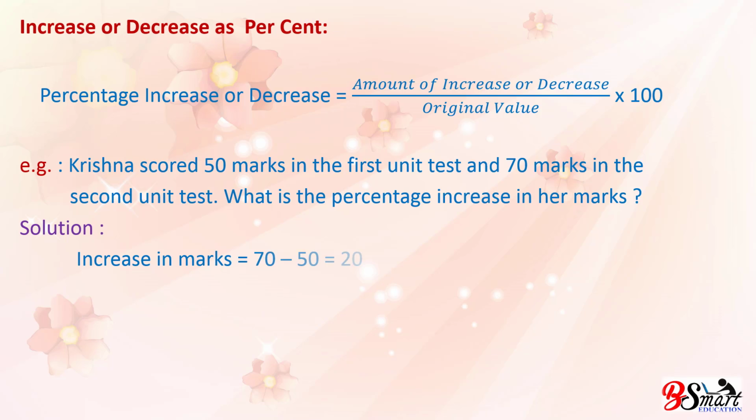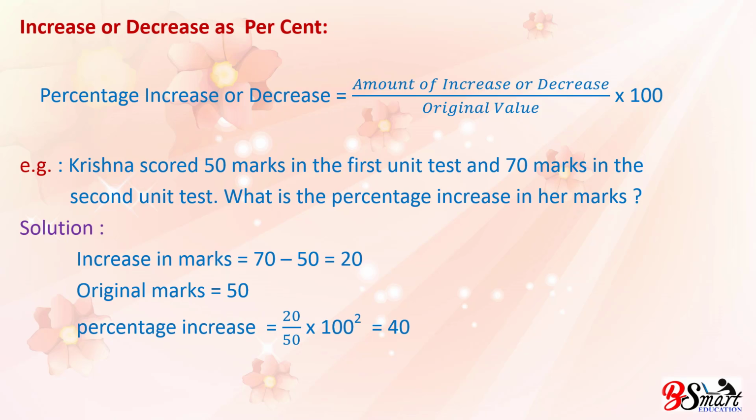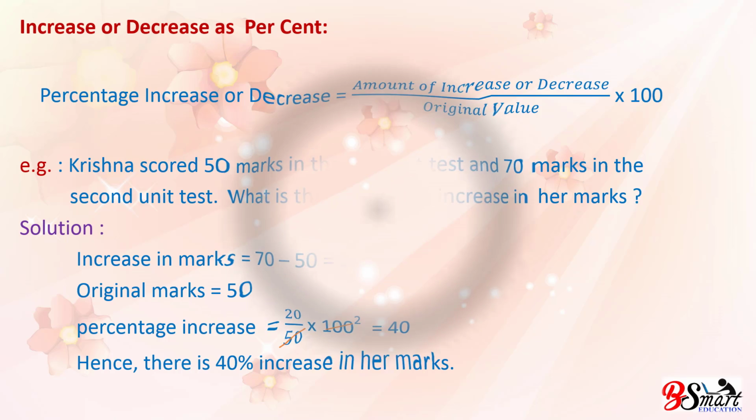Solution: increase in marks equal to 70 minus 50, that is 20. Original marks equal to 50. Therefore, percentage increase equal to 20 by 50 into 100. Here 5 twos are 10, so 100 by 50 is 2. Now 20 twos are 40. Hence, there is 40% increase in her marks.